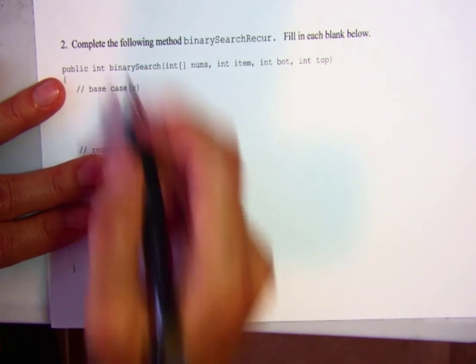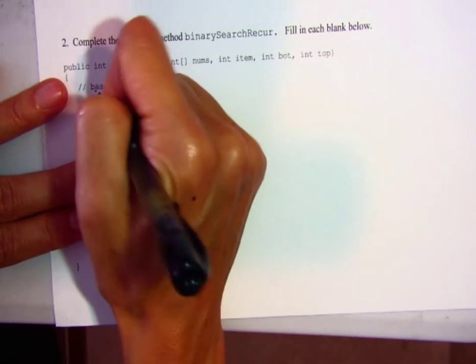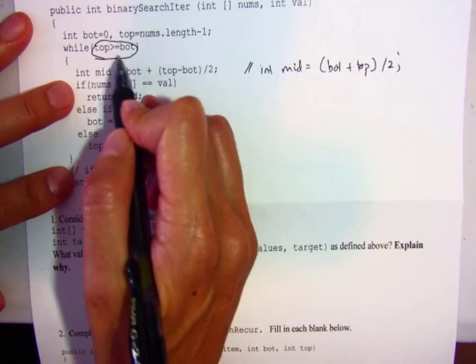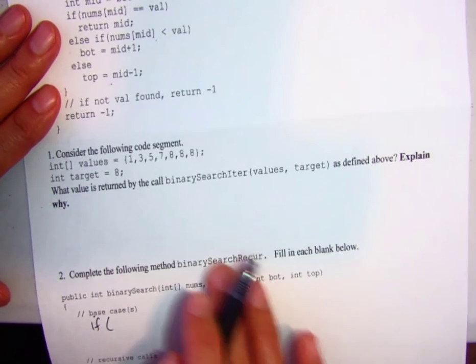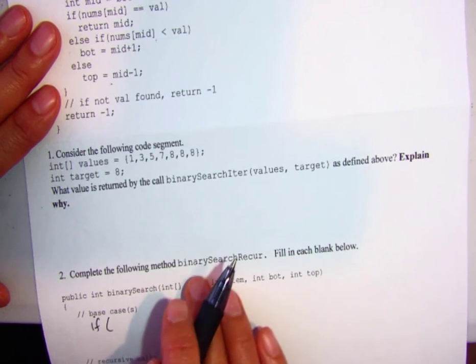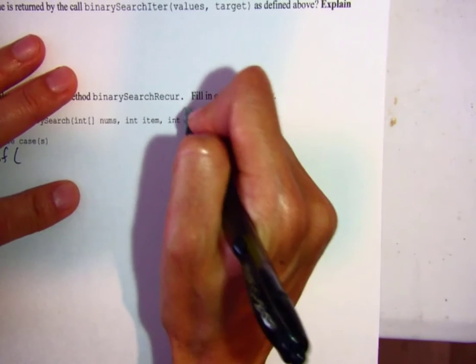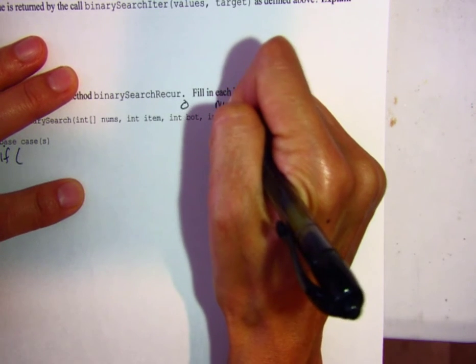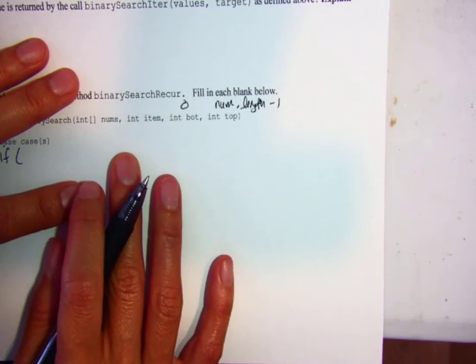In terms of the base cases, there are actually going to be two base cases here, and we can take the first base case from the while loop condition. We can assume that when we call binary search recur and give it the array and the item we're looking for, the first time you call it, the bottom index will be 0 and the top will be nums.length minus 1, the index of the last element in the array.